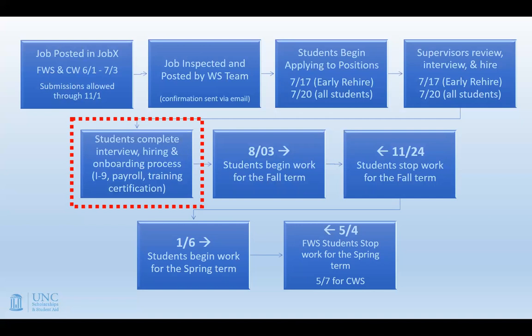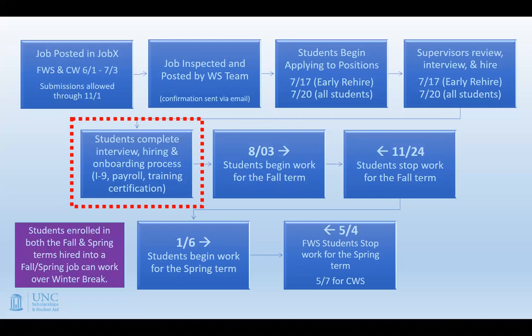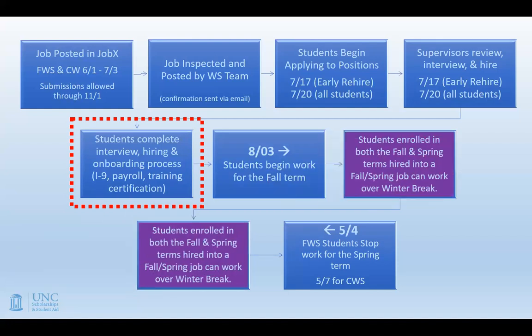Also, as in previous years, if you are hiring a student for a fall and spring position, which the majority of our positions are for fall and spring, these dates about stopping for the fall term and starting for the spring term, you can effectively ignore that. Students hired to fall and spring who will be enrolled at UNC for fall and spring can work from August 3rd through May 4th or May 7th if they're Carolina Works, with no gaps in between. So it is to your advantage, of course, to have the student set up for a fall spring position where possible.